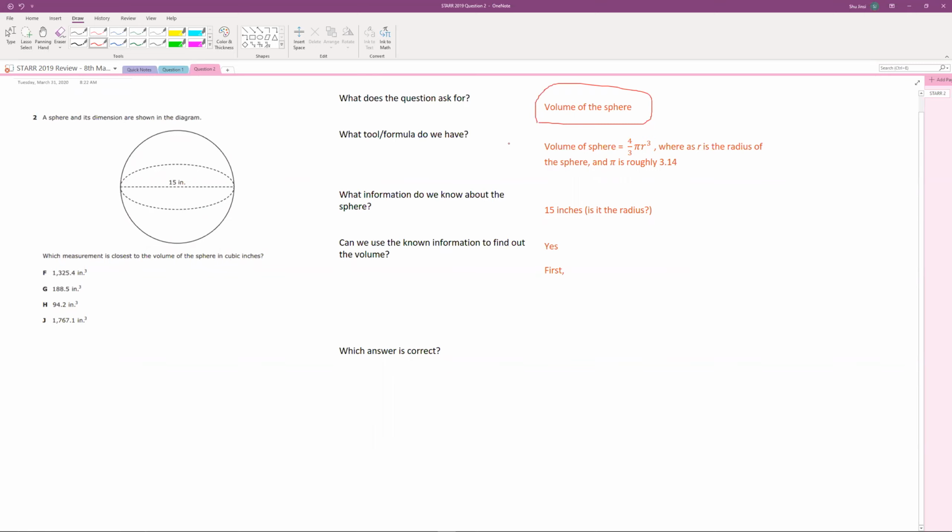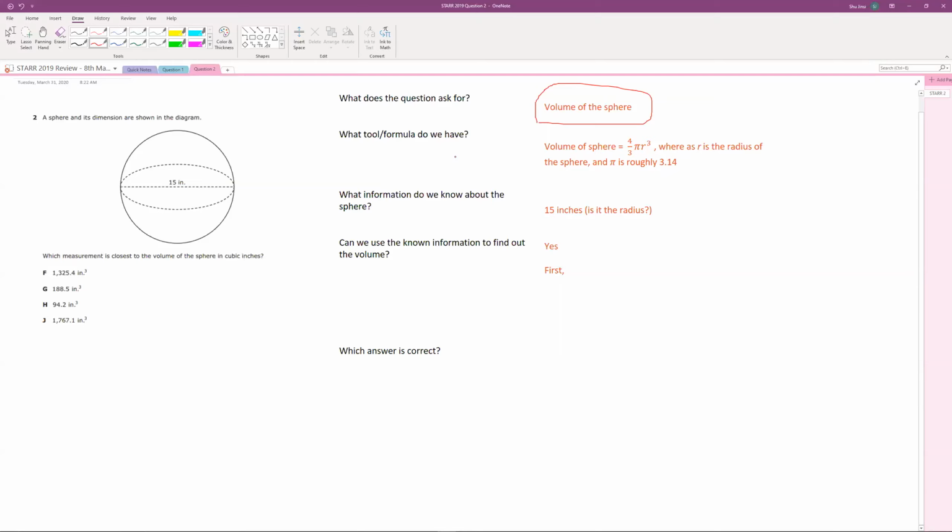Well, we need to think about what tool, what formula do we have? What have we learned about volume of sphere? Well, we have learned about this formula. Volume of sphere equals 4/3 times pi times r cubed, where r stands for the radius of the sphere, and pi is roughly 3.14.